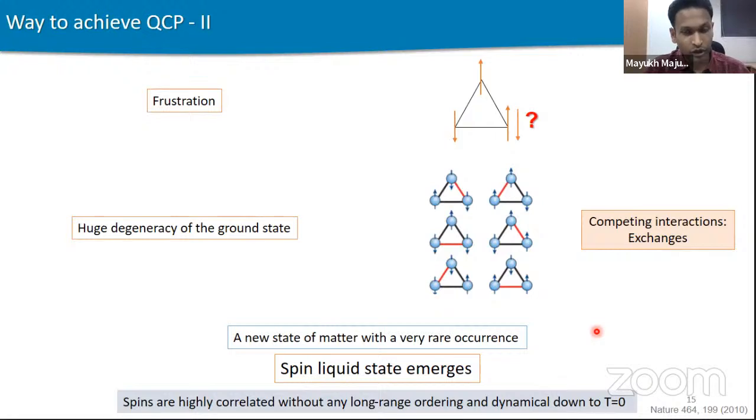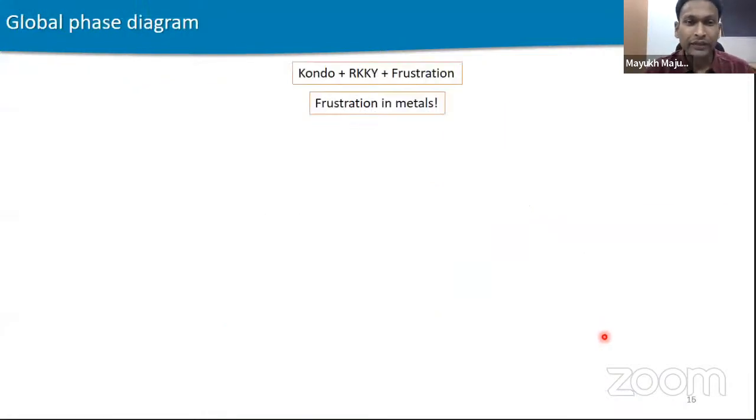Okay, so now what we have seen is different ways of finding a situation where you can suppress the long-range magnetic ordering. So now the point is, what happens if you have a system where you have Kondo, RKKY, and frustration? That immediately tells you that you are thinking about a system with frustration in metals. Why am I surprised about that? Because most of the studies in the last several years, while people talk about spin liquids or frustration, they mostly talk about insulating systems. But here we can easily figure out that to have Kondo and RKKY type of interaction, you need to have a lot of conduction electrons.